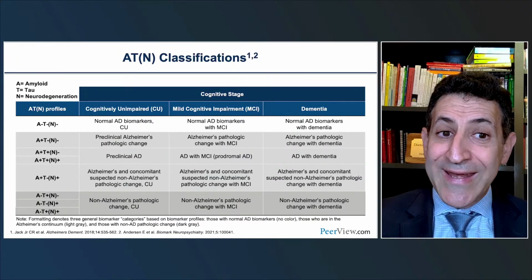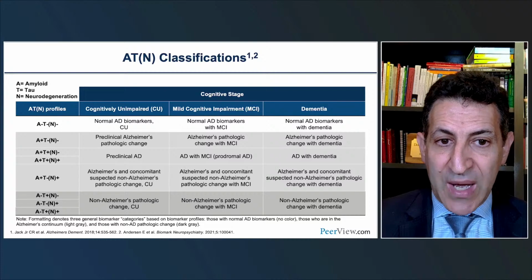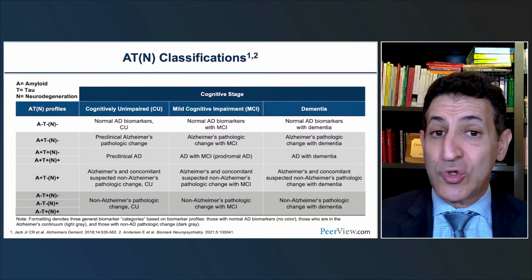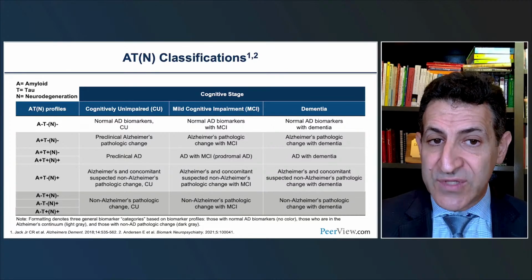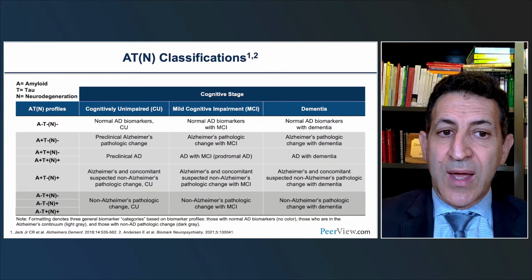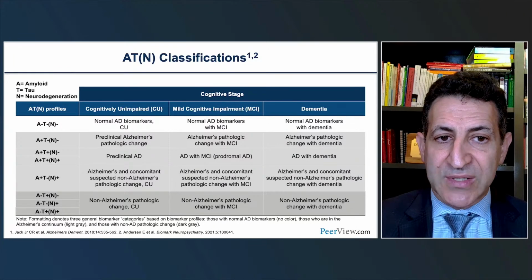So if you're A negative, that is the top and the bottom, you do not have Alzheimer's disease. You may have another neurodegenerative disease, it's just not Alzheimer's disease. So the driver is A positive. But then you would look for T or tau.